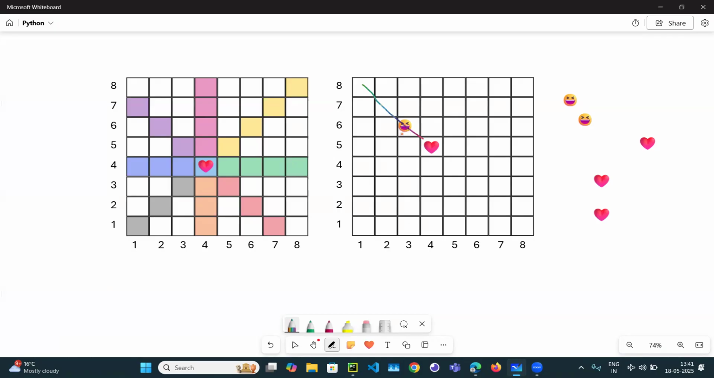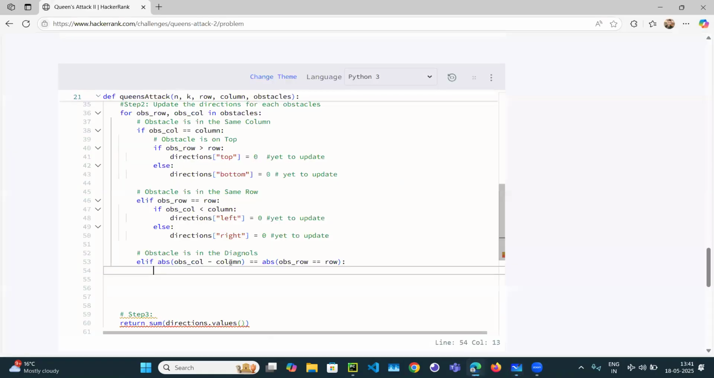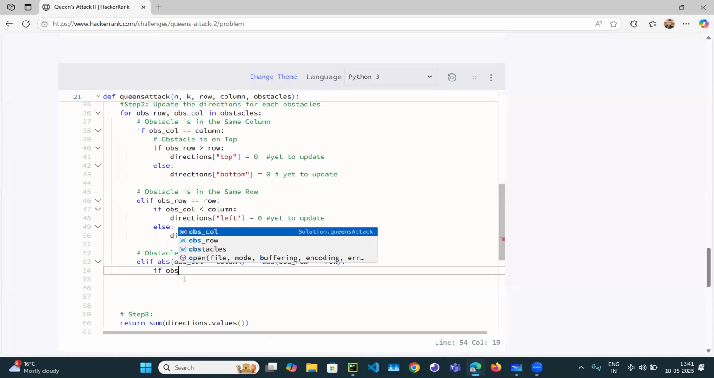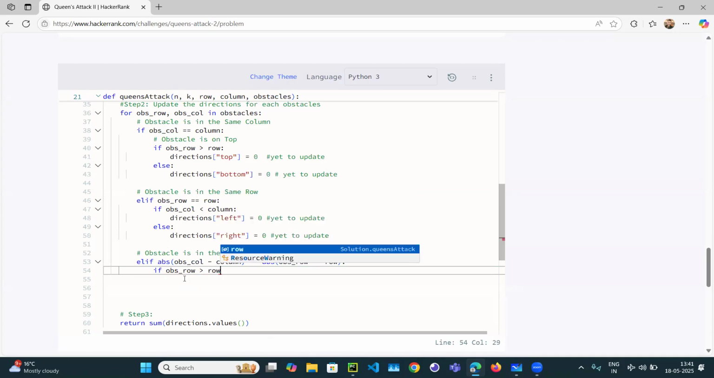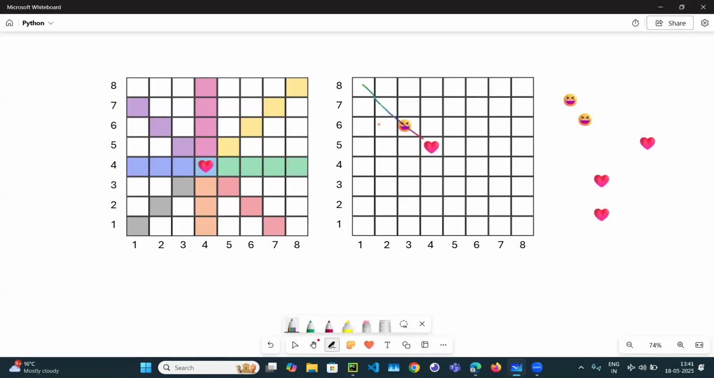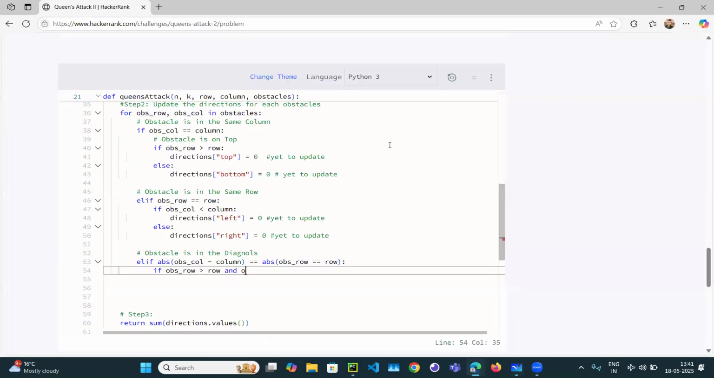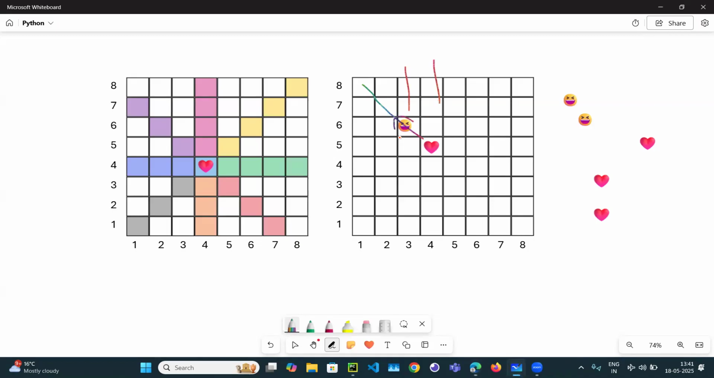So if top, it means the obstacle row should be greater than the queen's row. So which means if obstacle row is greater than the queen's row, it will be the top. Why will the obstacle be the top? If the row is top. And column should be less, the obstacle column less than the queen column. If that will be the case, which means obstacle is in the top left.